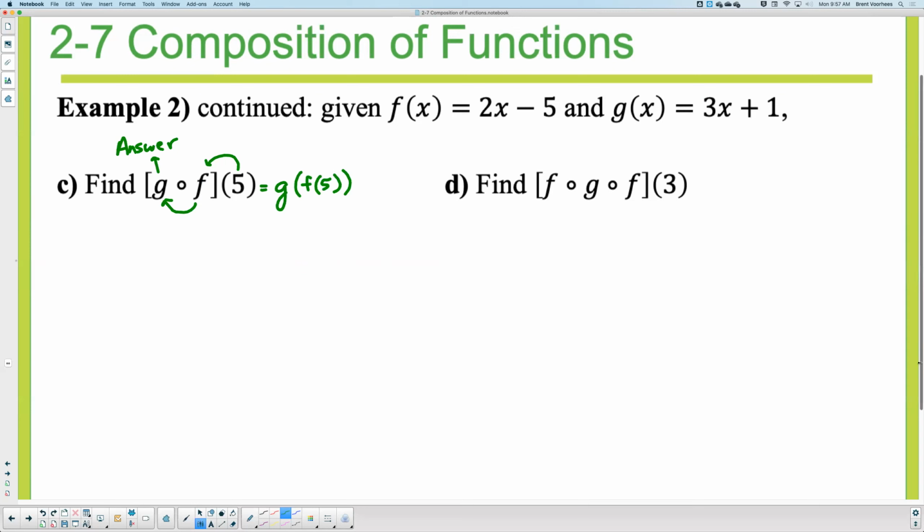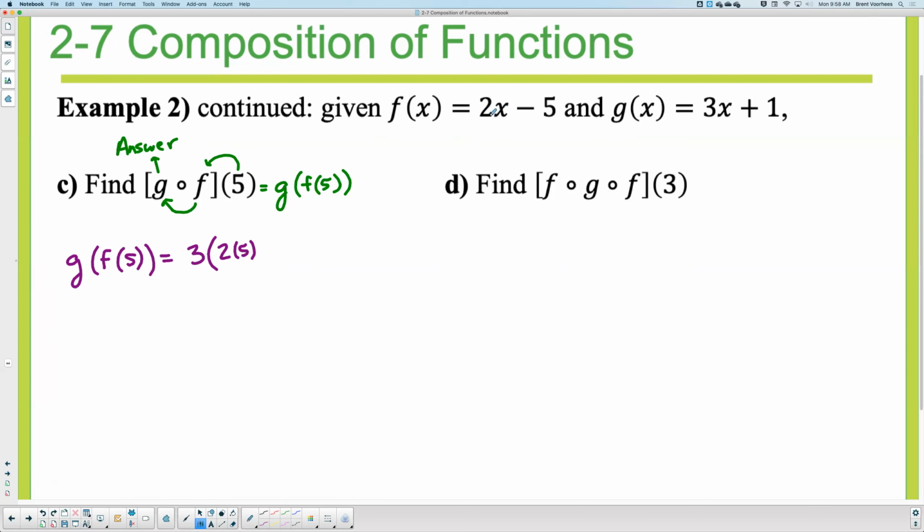Okay, using pure algebra, here's how I'd write this out. Pure algebra, you would start with the g equation. And what do you do when you come to the x? You put a parentheses and you would insert into f's equation. But when you come to the x in f's equation, we would pause and say, what goes into this x? 5.